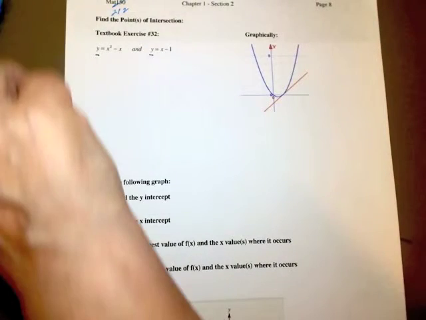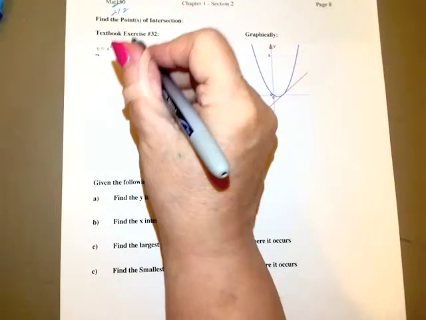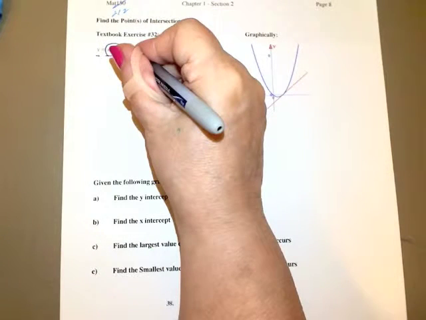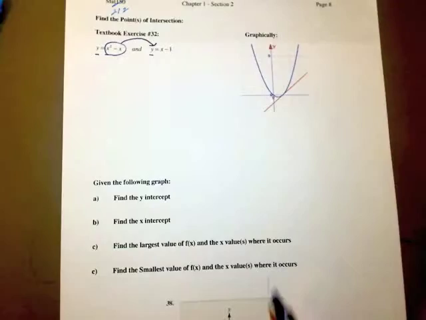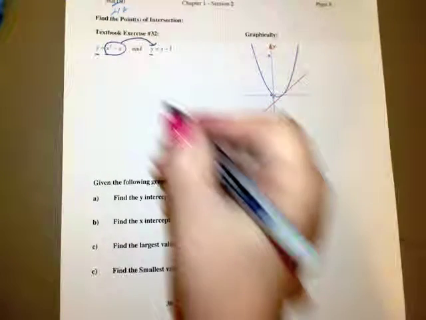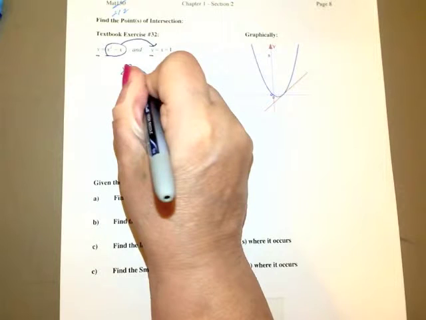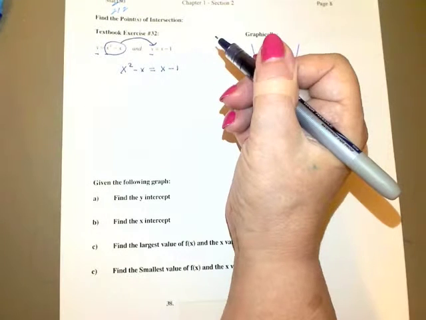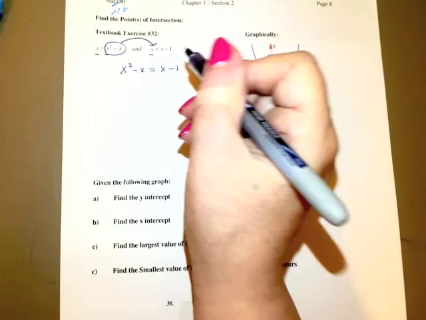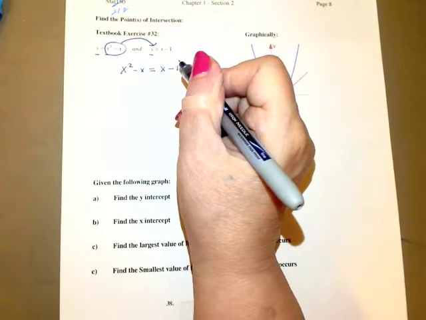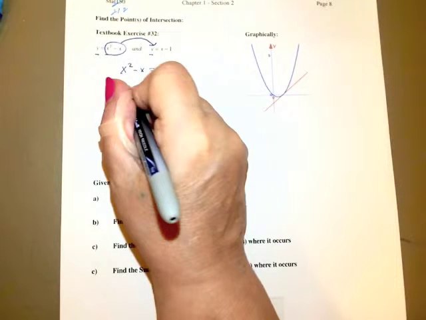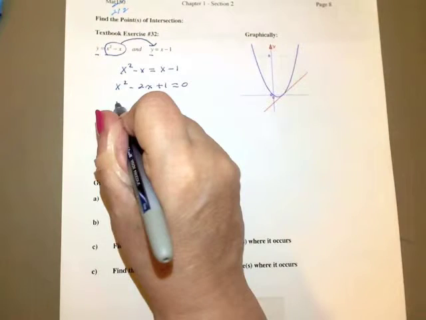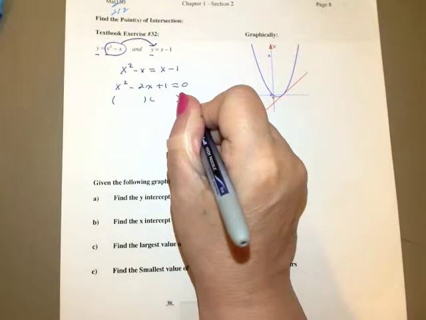So what I'm going to do is to do a substitution, since y is equal to x squared plus 1, I'm going to replace that y by x squared minus x. So this would say that x squared minus x equals x minus 1. And this is a quadratic, so you bring everything to the same side, and 0 on the other. So I get x squared minus 2x plus 1 equals 0. And this will factor. If not, you'd have to use the quadratic formula on it.